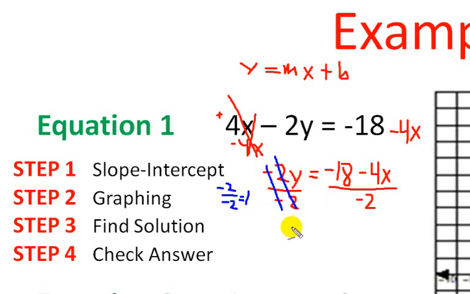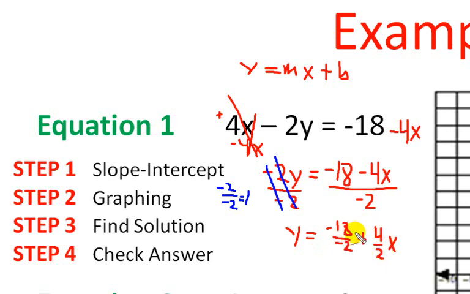Alright, so we're left with 1y is equal to, I'm going to go ahead and distribute this negative 2 to both terms. So I'm going to have negative 18 divided by negative 2. And then right here, when I distribute this negative 2 over here, since it's a double negative, it's actually going to turn into a positive. And I'm going to have 4 over 2x.